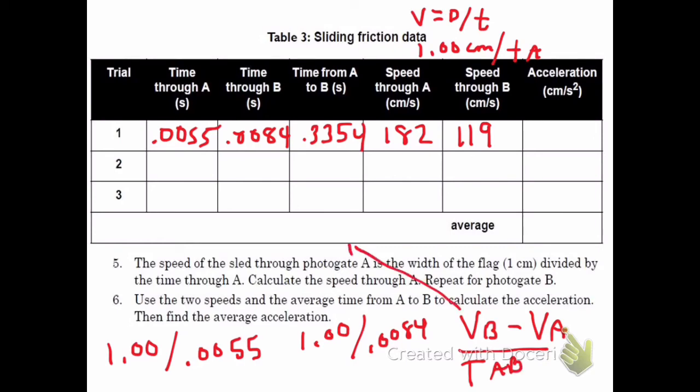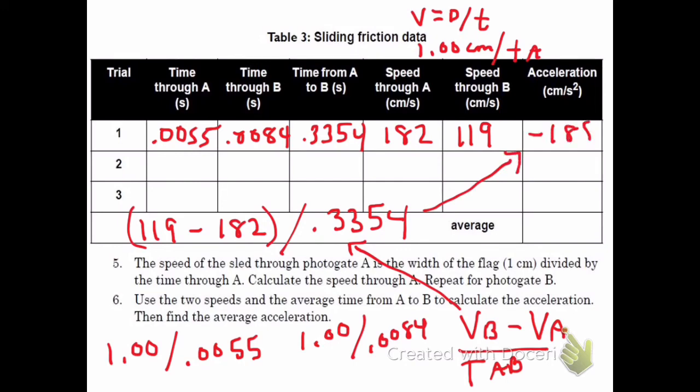So speed B is 119 minus speed A, which is 182. If you're doing that in a calculator, you'll want parentheses, and I'm dividing it by the AB time, 0.3354. That's going to give me my acceleration, and it will be negative 188 centimeters per second squared. The negative tells me that the car is slowing down, which makes sense. It's on a flat track, and all we have is friction.